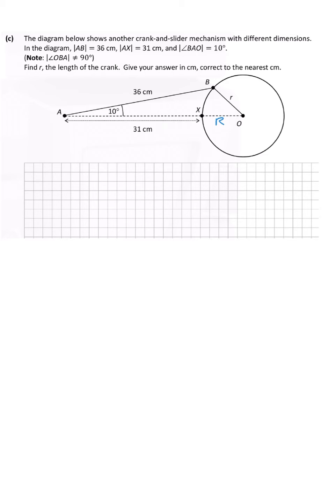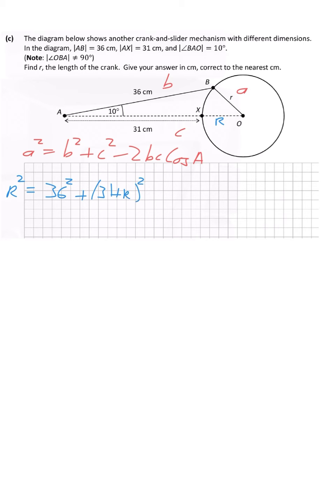From here, I need to use the cosine rule. The cosine rule is A squared equals B squared plus C squared minus 2BC cos A. I'm going to call this side A, this side B, and this side C. So that means we have R squared is equal to 36 squared plus (31 plus R) all squared, minus 2 times 36 times (31 plus R) times cos 10.